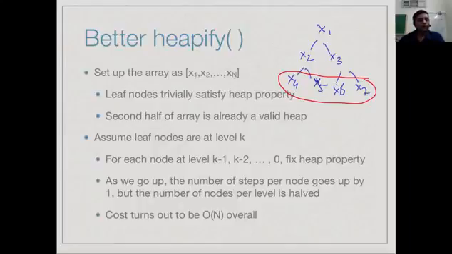All leaves trivially satisfy the heap property. So I need to start fixing things only at the previous level, so I walk backwards. I come here, and at x3 I fix the heap property with respect to its children. Then at x2 I fix the property with respect to its children. In the process, something will move up and down, but only one level. Then I will come to x1 and I will fix its problem. Now this might involve two levels.